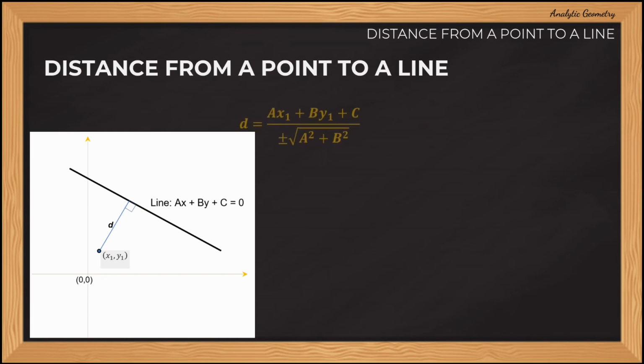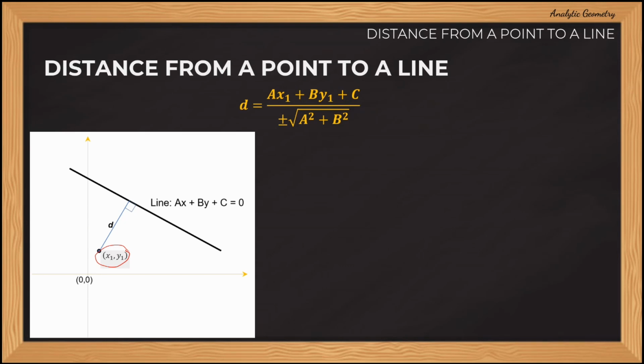Then our formula is simply ax1 plus by1 plus c divided by plus or minus square root of a squared plus b squared. So take note guys, yung x1 dito at y1 are the coordinates of our point x1 and y1. Ayun. Tapos yung a at b dito are the coefficients of x and y sa ating equation ng line.